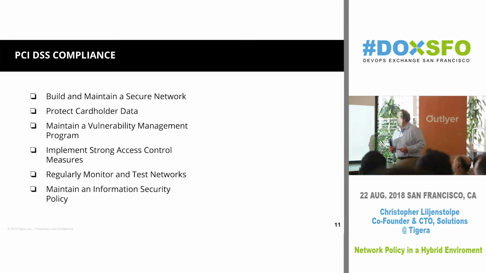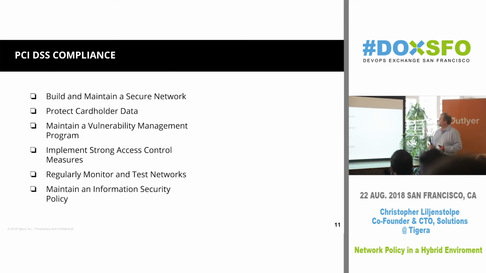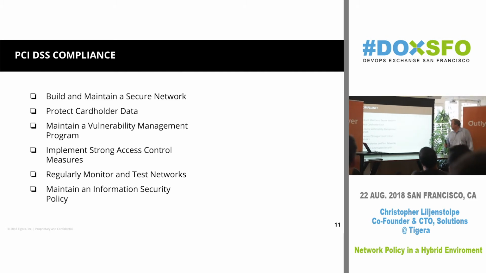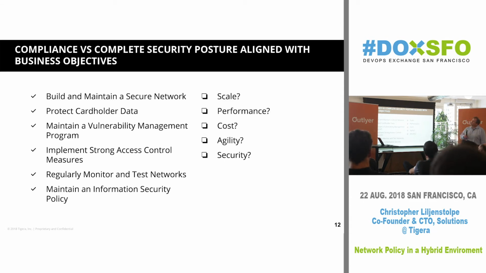So let's talk about this in terms of a PCI compliance environment. You need to build and maintain a secure network. You need to protect cardholder data, hopefully. You need to maintain a vulnerability management program, implement strong access control, monitor and test networks, and maintain an information security policy. Your CEO and your CIO want to make sure it scales, it's performant, it doesn't cost an arm and a leg, it's agile and has security. So how do we mix these two together?